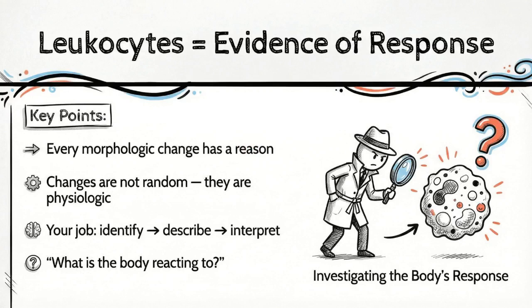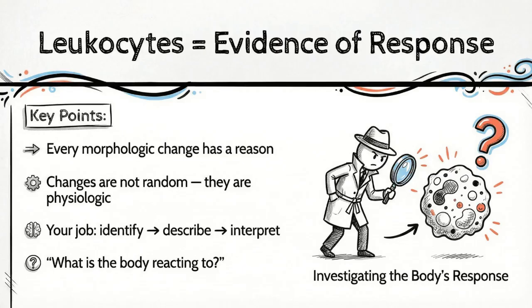We just discussed how important leukocytes are in the clinical lab. Now, let me give you a framework that will serve you throughout your entire career. When you look at a peripheral blood smear and you see something unusual in the white cells, your brain should immediately go through 3 steps: identify, describe, and interpret.